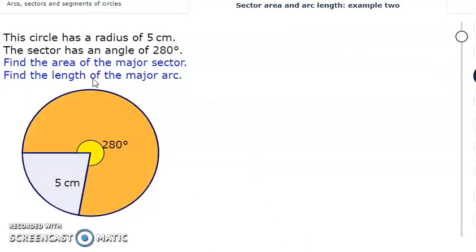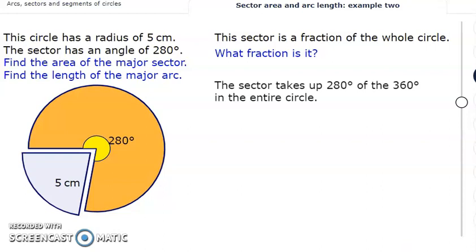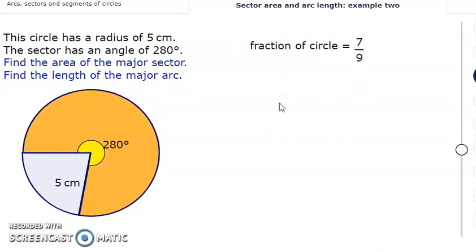This is second example where we are going to find the area and arc length of major sector. Major sector area and length of major arc. So this sector is a fraction of the whole circle. The sector takes up 280 degree out of 360. You can see here it is mentioned 280 degree out of 360. 280 by 360, which simplifies to 7 by 9. So fraction of the circle will be 7 by 9.